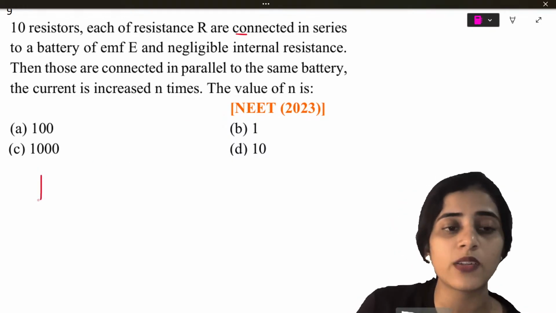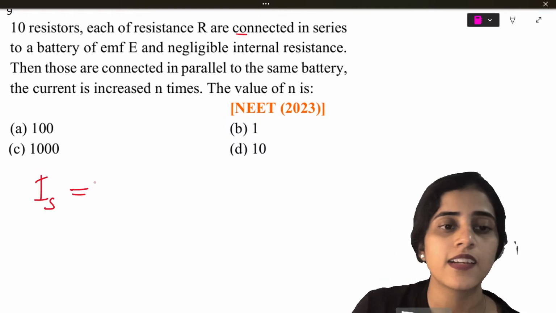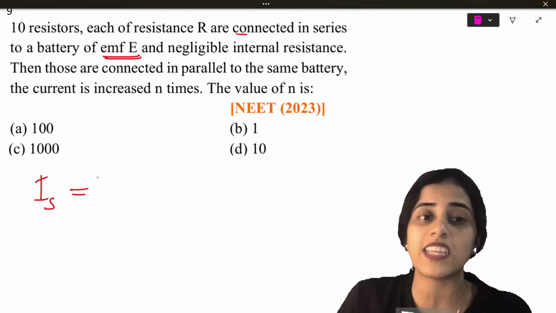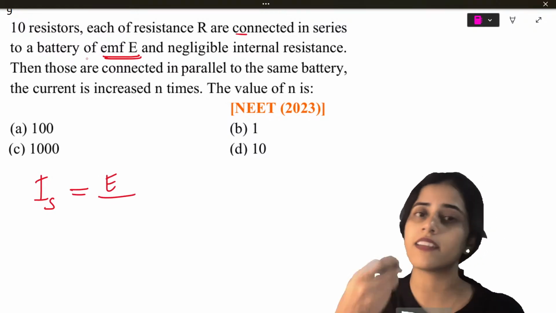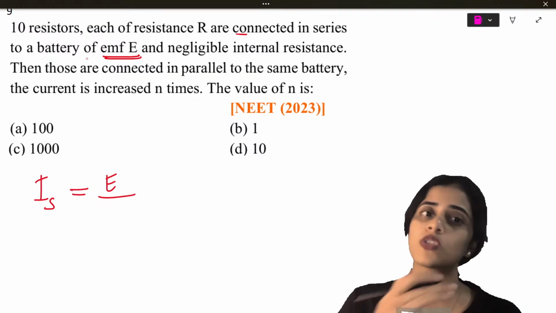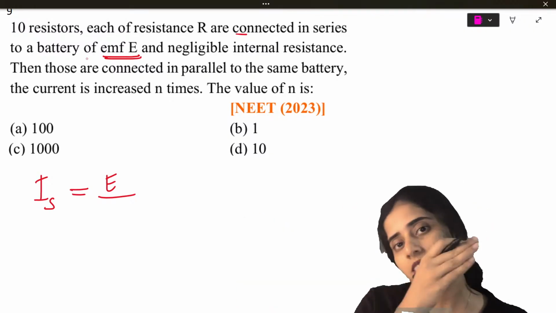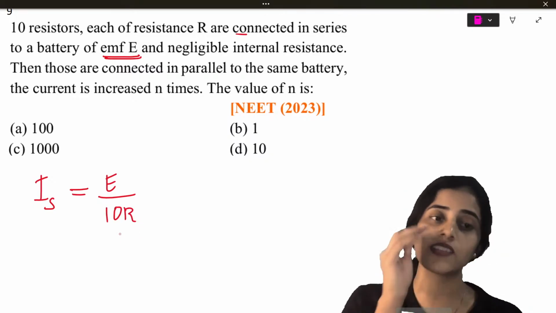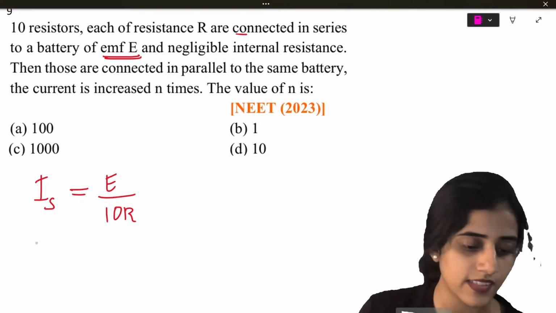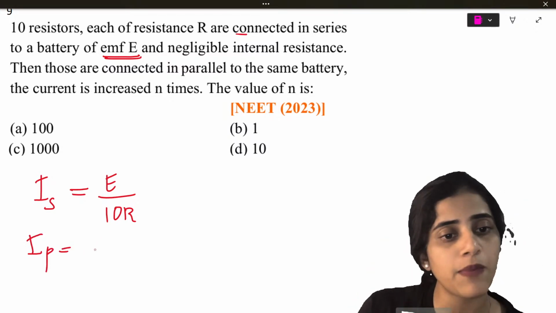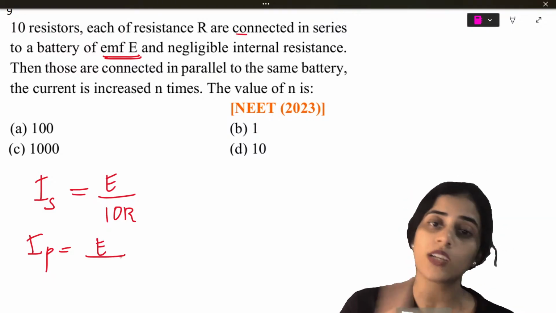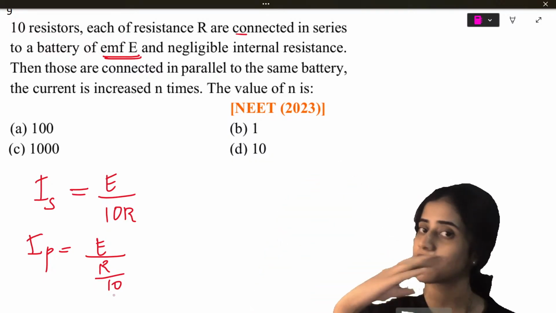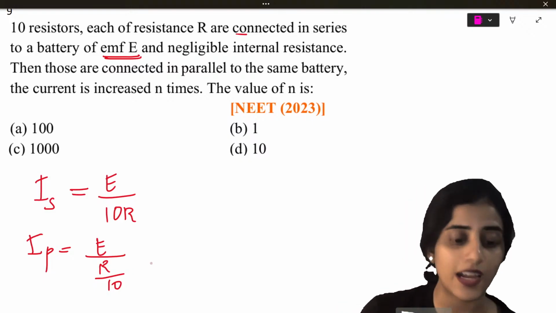So first thing, let's write down the current in series. So current in series is going to be V by R, Ohm's law. Here the voltage is the EMF of the battery E. So I'll put it as E. And 10 resistors are there. All 10 are in series. So the total resistance will be R1 plus R2 plus R3, 10 times. So it is going to be 10 times R. Okay, this is the current in series, voltage by resistance. Now, what will the current in parallel be? EMF is the same, but the total resistance will be R by 10: 1 by R plus 1 by R plus 1 by R, 10 times. So, taking the reciprocal, it will be R by 10.